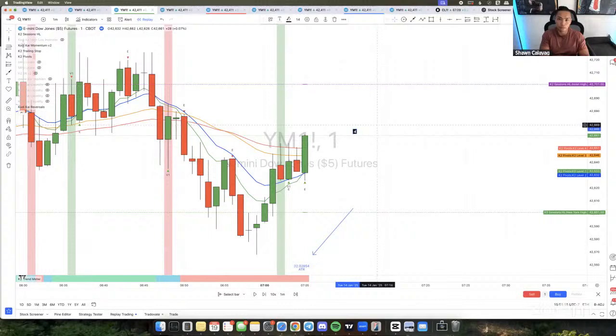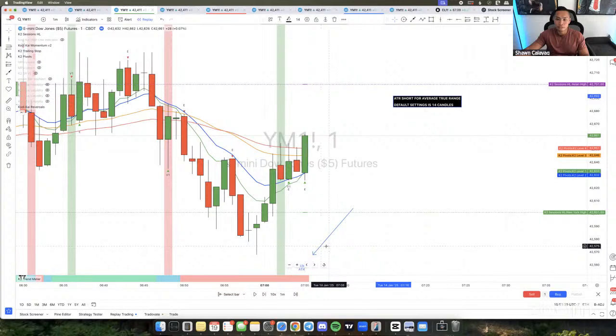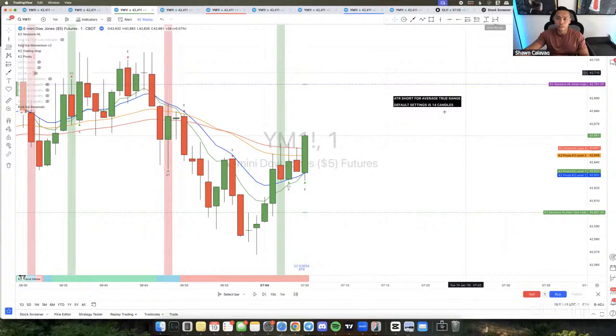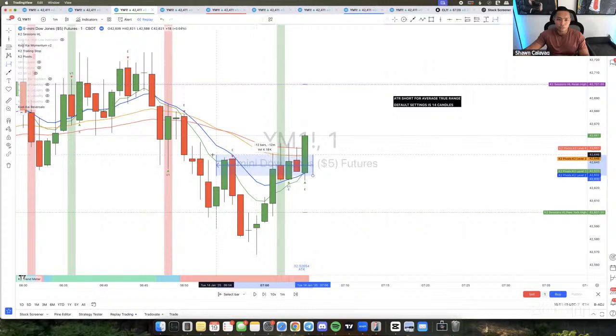So ATR, short for average true range. Default settings on this is 14 candles. You can change it to 7. I change mine to 7 sometimes, but it doesn't make a big difference. Basically the ATR gives you the average of the previous 14 candles, or whatever you have your settings set to.